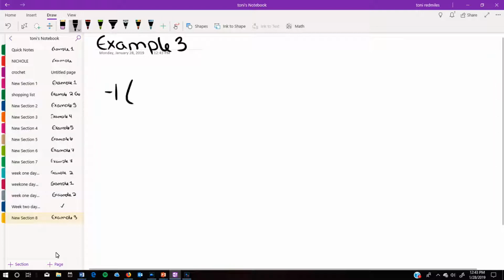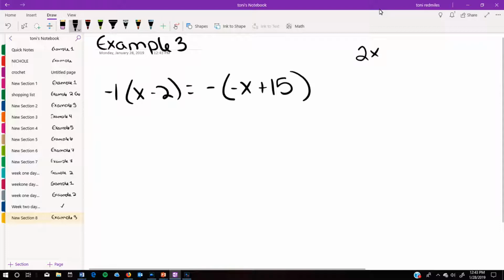And that is negative 1 times (x minus 2) equals x times (negative x plus 15). Okay, so let's have a conversation. What do I assume is here if nothing is here? Well, just like when you're looking at 2x plus 3x, that means I have 2 x's and I have 3 x's, which means if I count them all up, I have 5 x's, and all I had to do was add the coefficients and get that same answer.